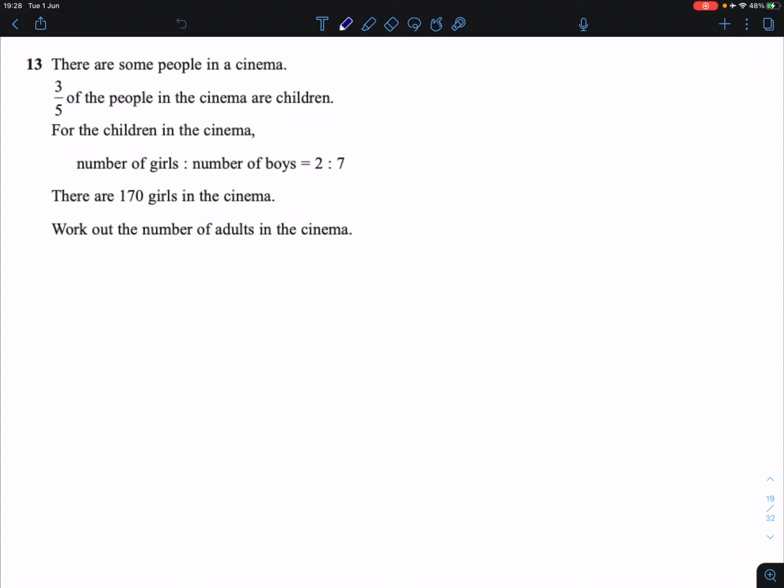Question 13. There are some people in the cinema. 3/5 of the people in the cinema are children. And then for the children in the cinema, we have the ratio of girls to boys as being 2:7.